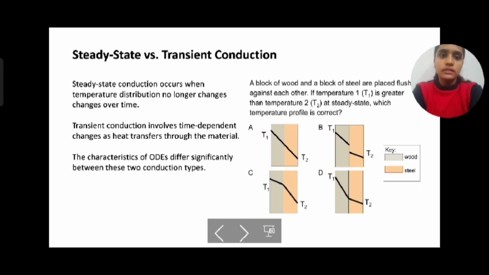Steady state versus transient conduction. Steady state conduction occurs when temperature distribution no longer changes over time. Transient conduction involves time dependent changes as heat transfers through the material. The characteristics of ODEs differ significantly between these two conduction types.